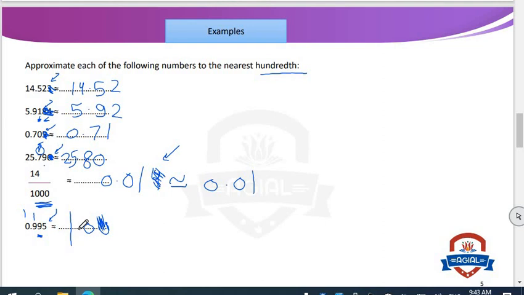Is this easy? Do you understand it well? How to approximate it to the nearest hundredths, or to 2 decimal places, or 0.01, or 1 over 100. All of this are the same, okay? All of this are equal.